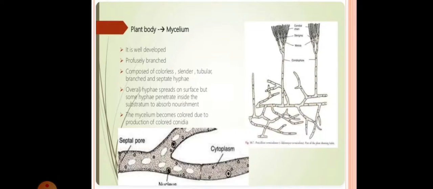Then the mycelium becomes colored due to the production of colored conidia. Conidia means the spores of Penicillium. These spores are known as conidia, and they make the mold green. In occurrence we have seen that green color; it's just because of this production of conidia.